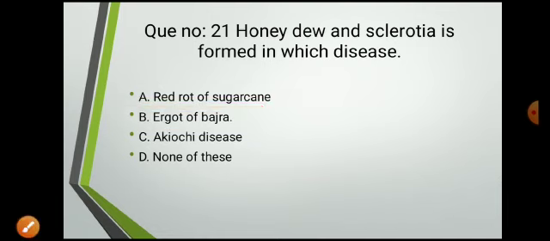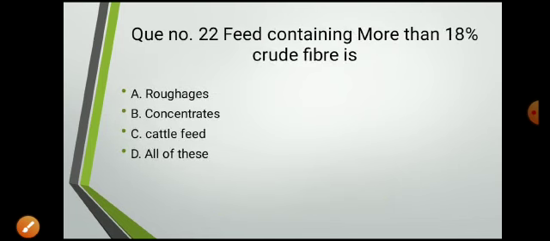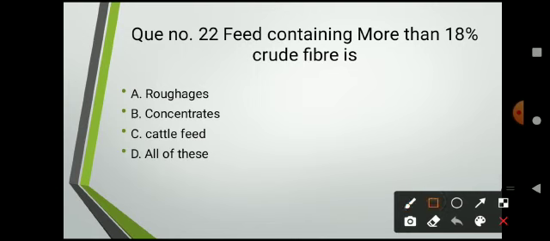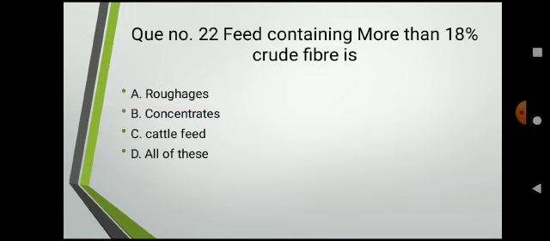Next question, question number 22. The feed which is containing more than 18% of crude fiber, it is known as. Options are roughages, concentrates, cattle feed, and all of these. Correct option is option A, roughages. The feed which is containing more than 18% of crude fiber is known as roughages.